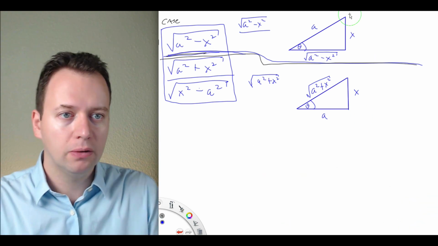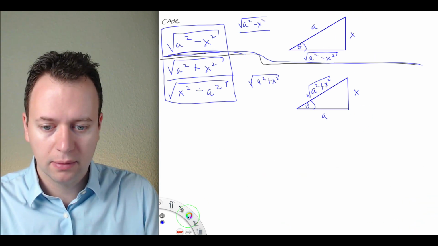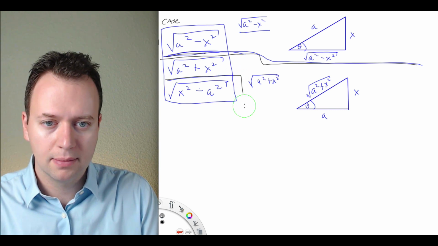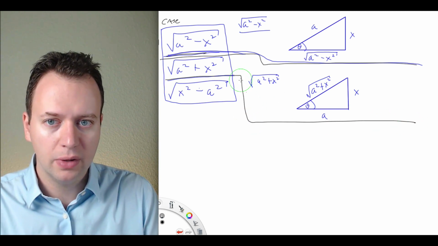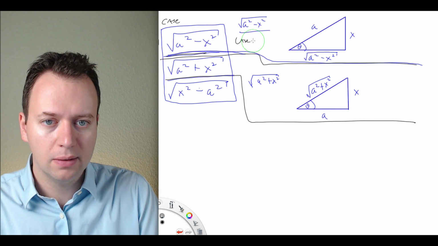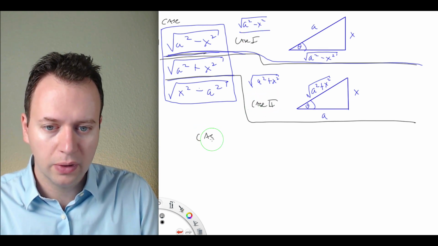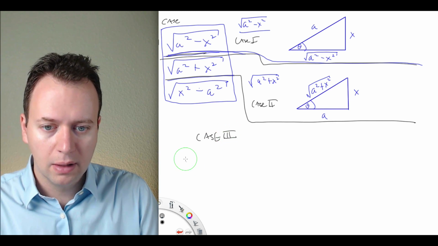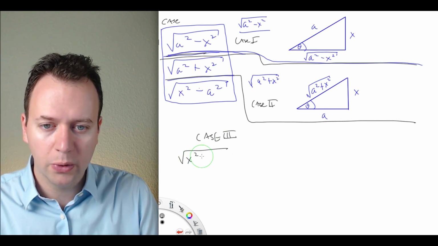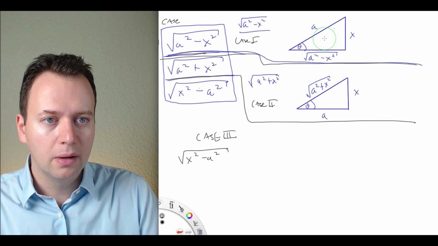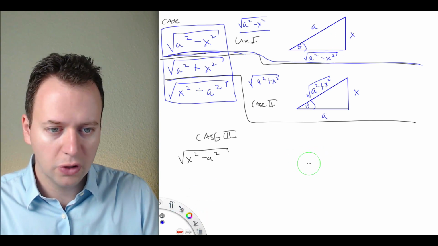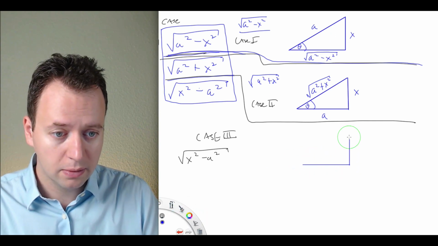So our final right triangle: let's call this case 1, case 2, and finally case 3. This would be integrals involving the square root of x squared minus a squared. Again, we start off with just a right triangle.